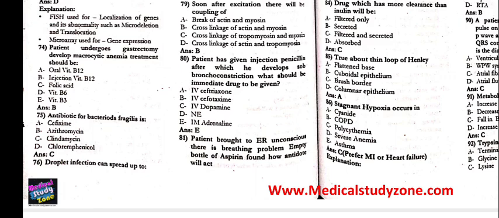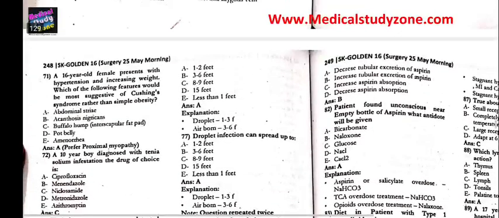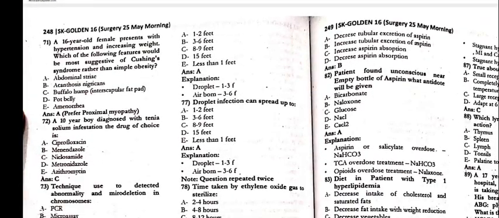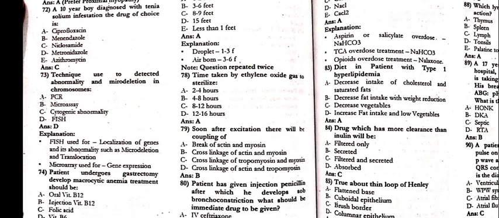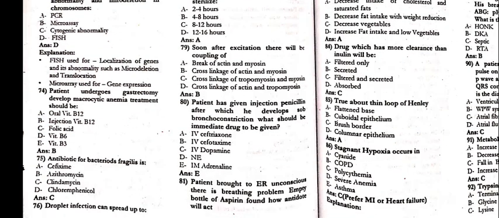76, the droplet infection can spread up to 1 to 2 feet. 77, the droplet infection can spread up to 1 to 2 feet. 78, the time taken by ethylene oxide gas to sterilize would be 2 to 4 hours. 79, soon after excitation there will be the coupling of cross linkage of the actin and the myosin.